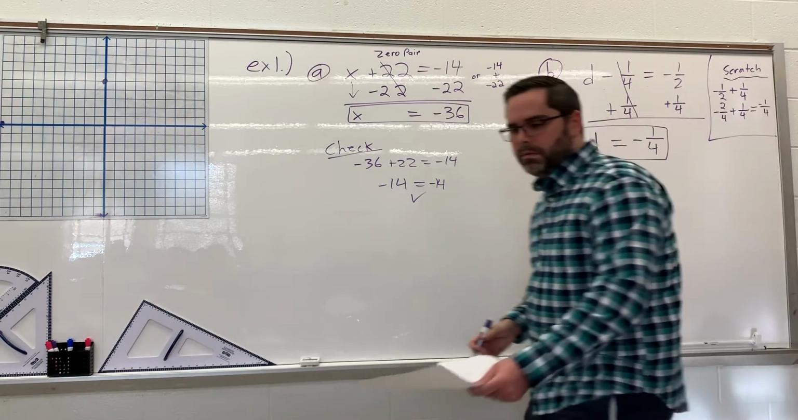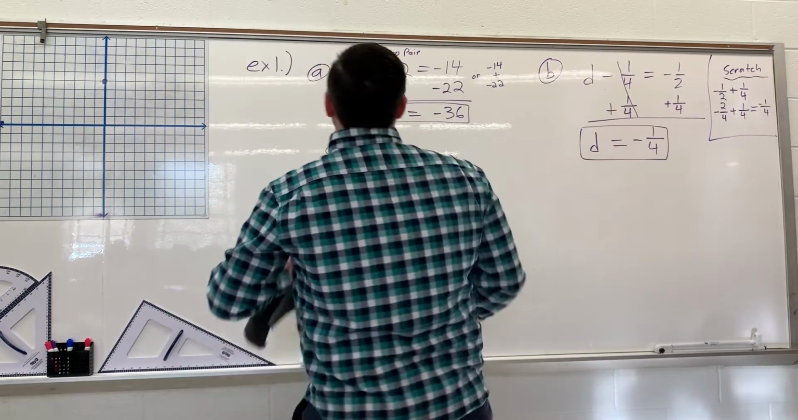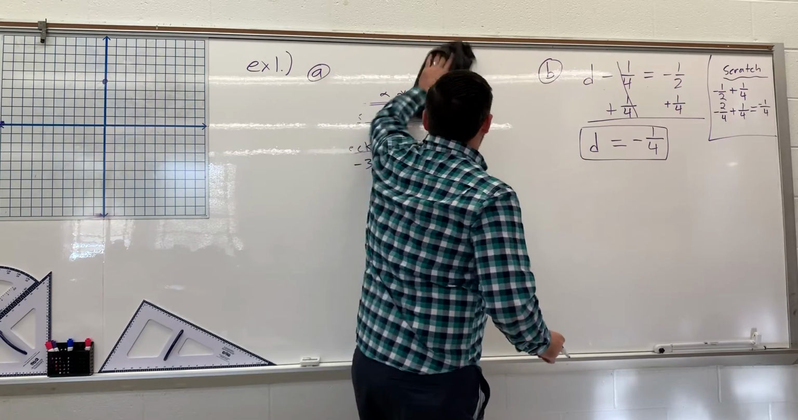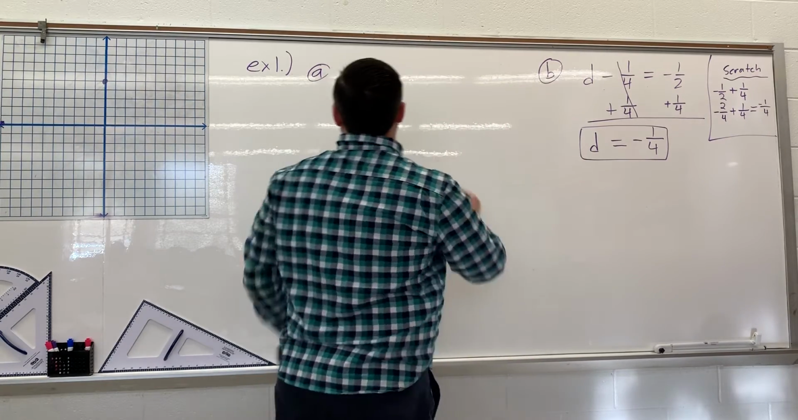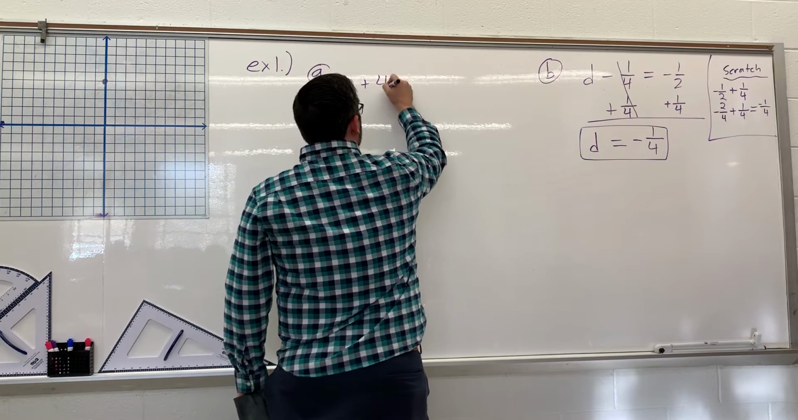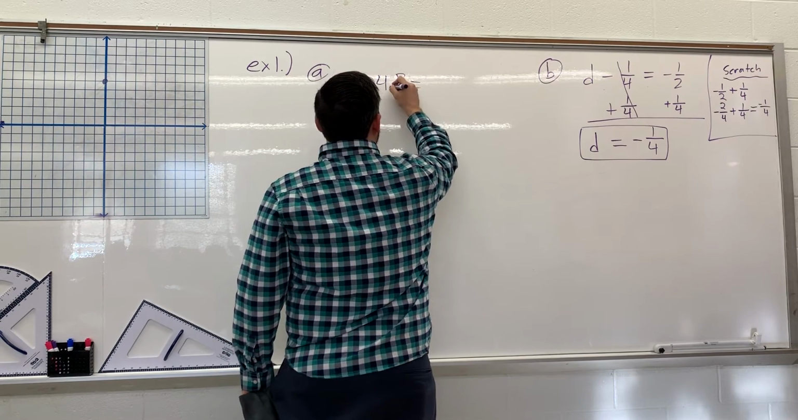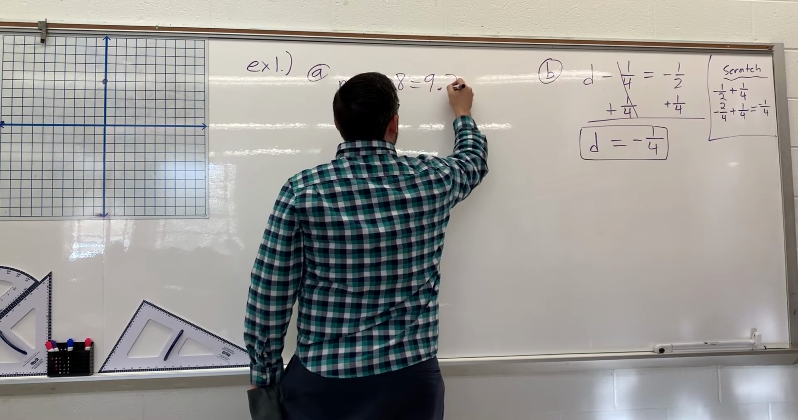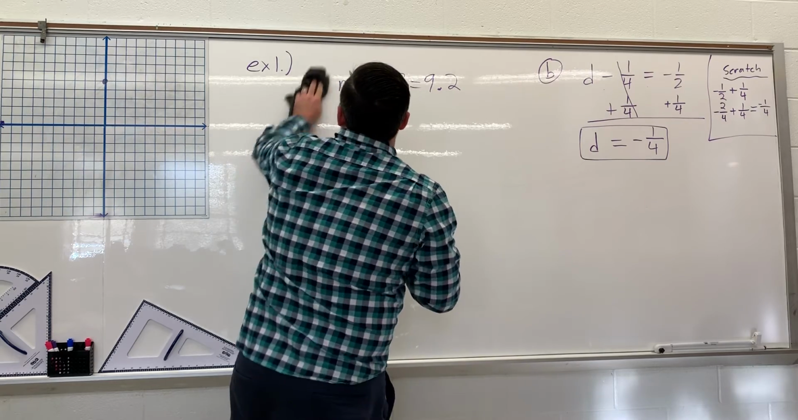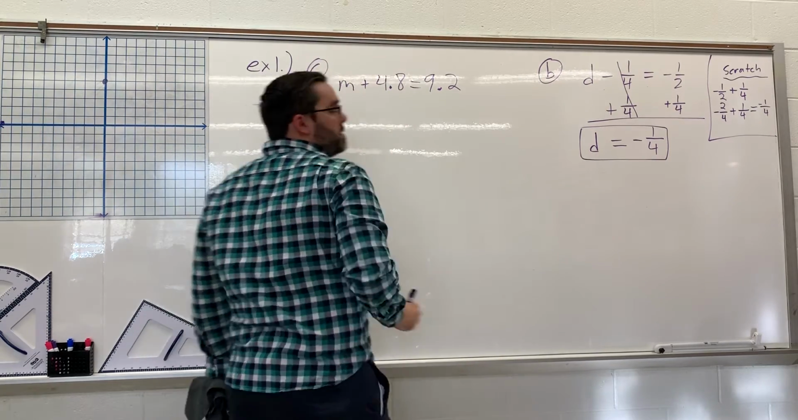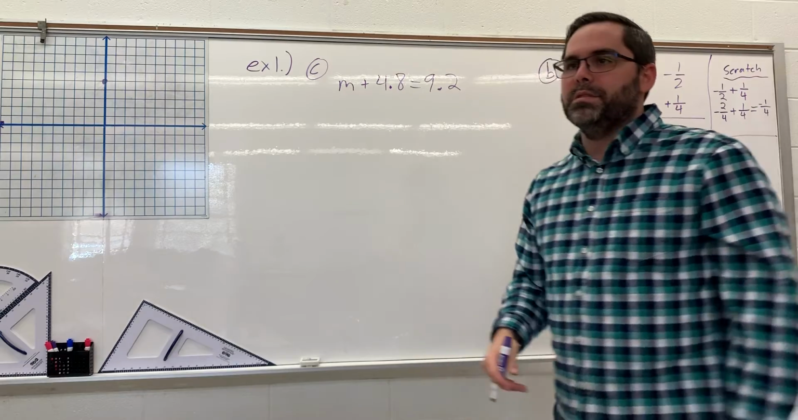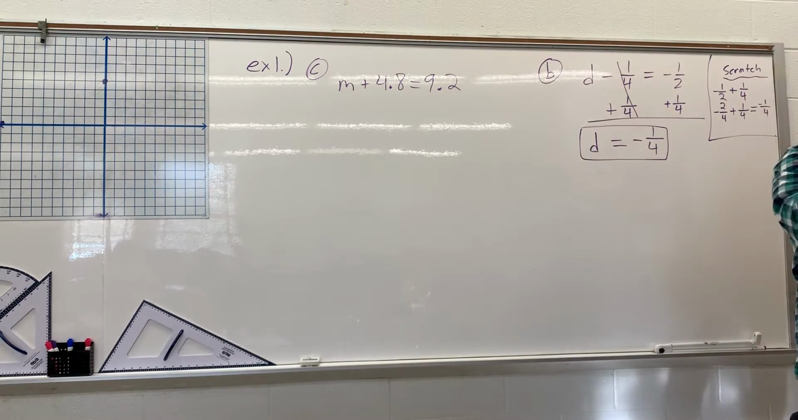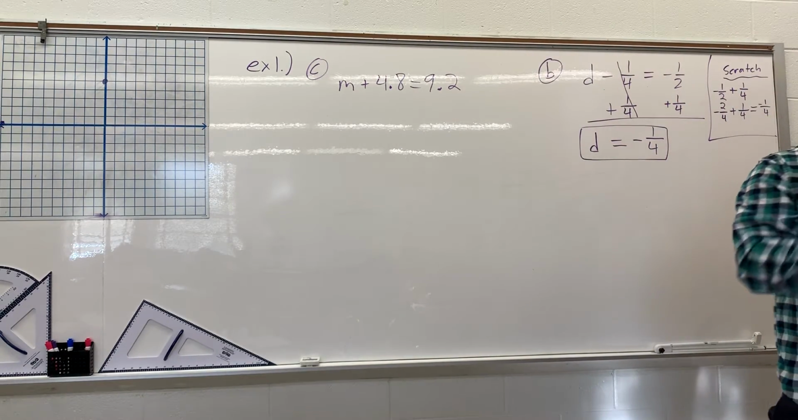C. So what does C look like? m plus 4.8 equals 9.2. Okay, what's different about this one? It has decimals instead of fractions. Now the good thing about decimals is they're much easier than fractions, especially if we have a calculator. You just plug them in and hit enter, right?